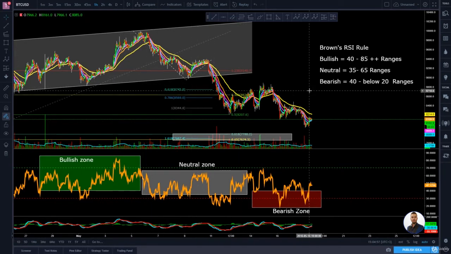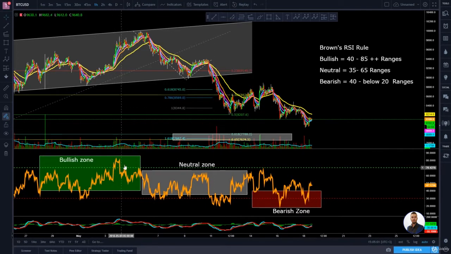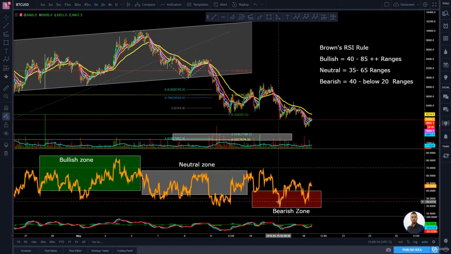You also have to remember that if we are in a very high area for the RSI of 75 to 85 and up, we are overbought and we cannot sustain in these areas for a long period of time. And also, if you are in a very low area for the RSI of 30 to well below 20, we are oversold and we cannot sustain in these areas for a long period of time as well.